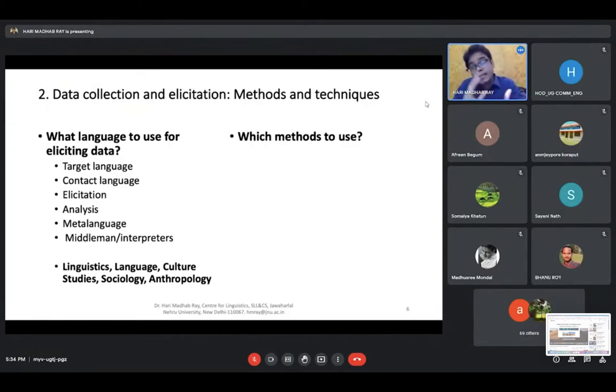Whether the analysis is in Bangla, or in Toto itself, or the analysis you are going to do in English or any other language for that matter. Okay, so these are the things you need to know. And the middleman or interpreters.